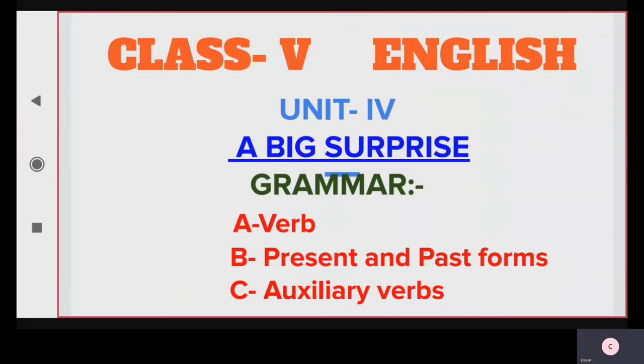Good morning, students. Welcome to Standard 5 English class, Unit 4, A Big Surprise, grammar. Children, in this class, we will learn about A, verb, B, present and past forms of verbs, and C, auxiliary verbs. So let's start.